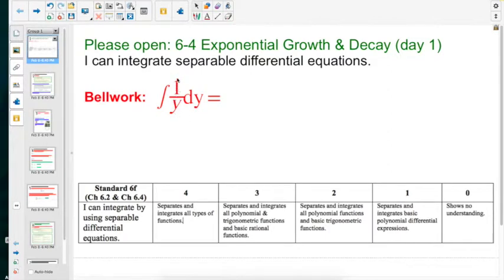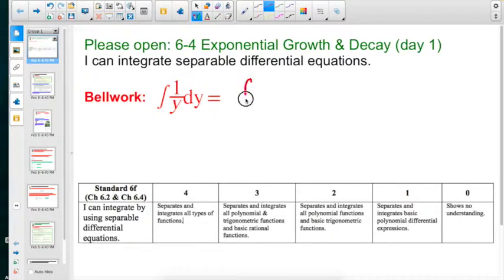The work here, we're integrating 1 over y dy, and remember that this can also be written as y to the minus 1 dy. And so if we notice when we use the power rule, we bump up this negative 1 power to a 0, and then we divide by that, and that's undefined. So we have to recognize this antiderivative of 1 over y dy is the natural log of the absolute value of y plus c. And this is going to become really important when we're doing differential equations for exponential growth and decay for today.